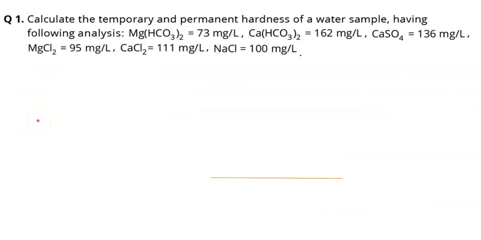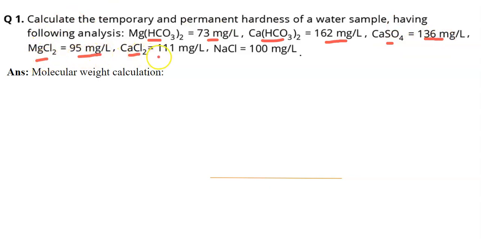So let's solve a numerical for better understanding. Here we have to calculate temporary and permanent hardness of a water sample having the following analysis. The water sample has different dissolved impurities. First is magnesium bicarbonate, the amount given as 73 mg per liter. Calcium bicarbonate 162 mg per liter, calcium sulfate 136 mg per liter, magnesium chloride 95 mg per liter, calcium chloride 111 mg per liter, and NaCl 100 mg per liter. So we have to find temporary and permanent hardness.